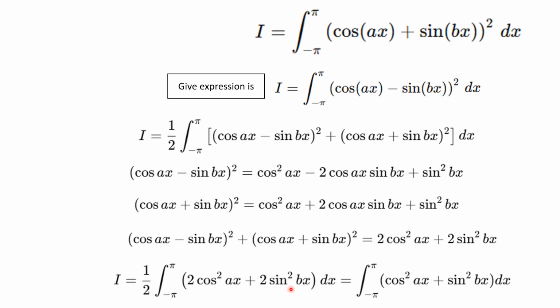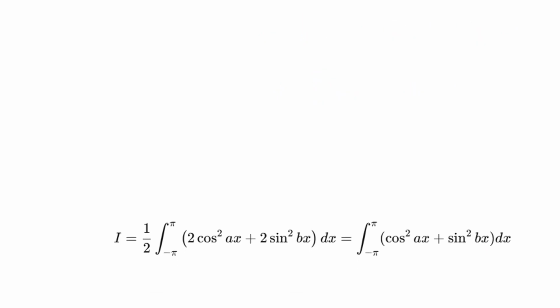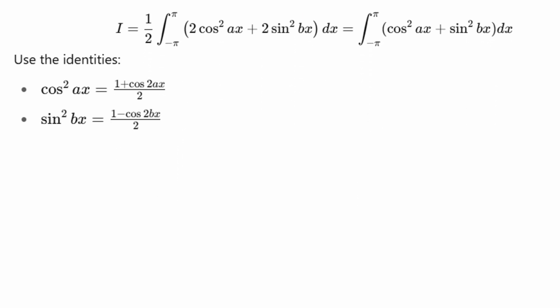Now the required integral becomes I is equal to 1 by 2 integral minus pi to pi of 2 cos square ax plus 2 sin square bx. That is, we are replacing the sum of the two squares by 2 cos square ax plus 2 sin square bx. Now when you take 2 common, it is eliminated because we have 1 by 2 outside the integral. So we are left with I is equal to integral minus pi to pi of (cos square ax plus sin square bx) dx. So let us proceed. Cos square ax plus sin square bx. These are the two terms we are supposed to integrate now.